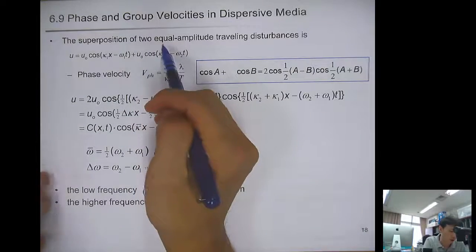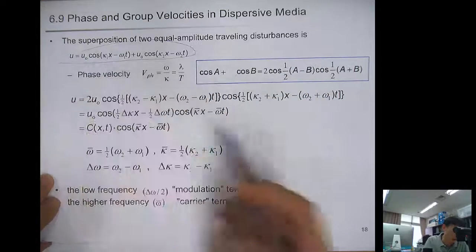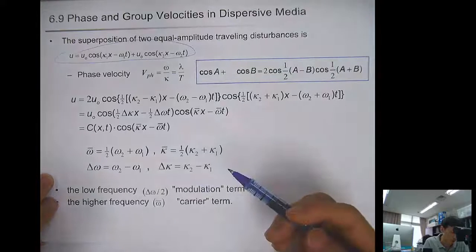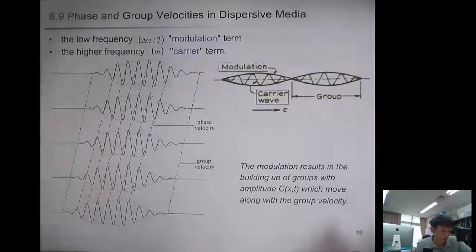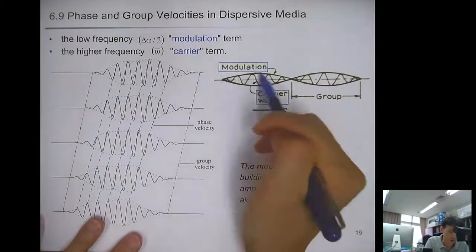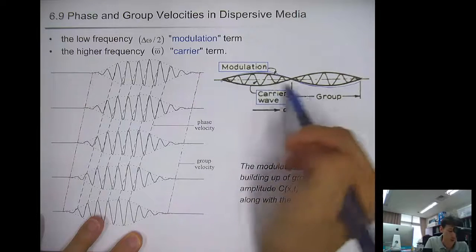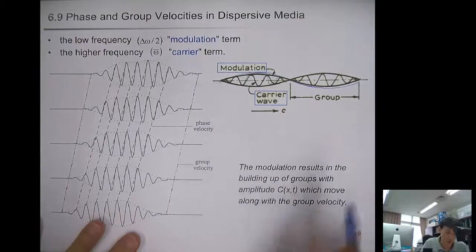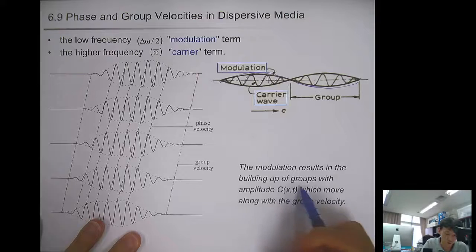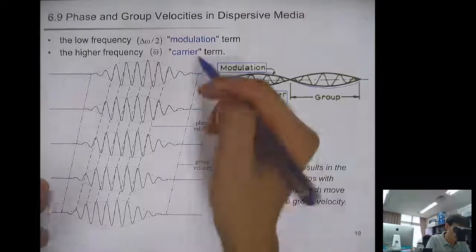So superposition of the two equal amplitude traveling disturbances is like this, and using some trigonometric relation, there are a modulation term and a carrier term. So these are the modulation, and in each modulation, which is the low frequency term, inside you have a higher frequency term. So the modulation results in the building up of groups with amplitude c, which move along with the group velocity. So group velocity moves as a packet.